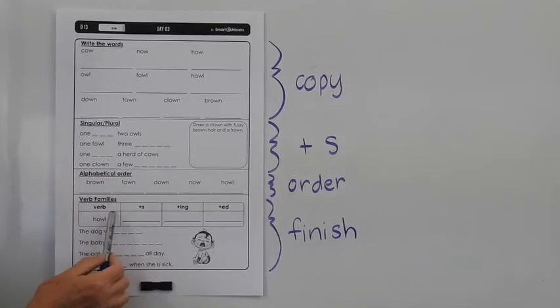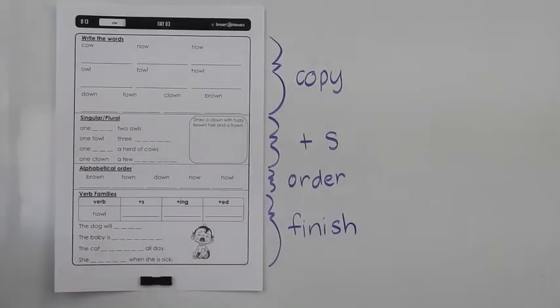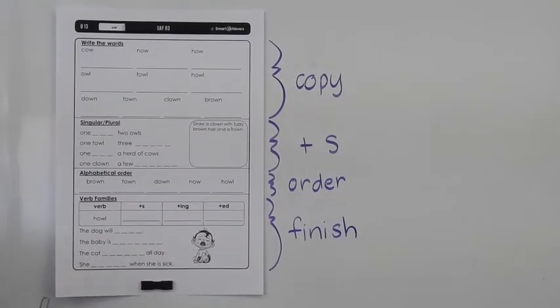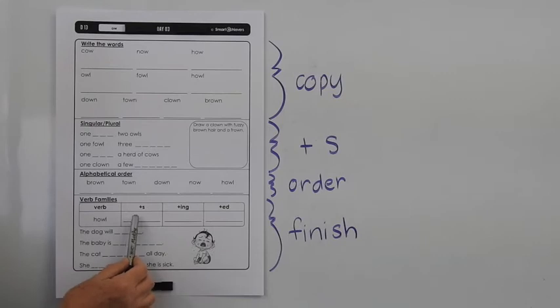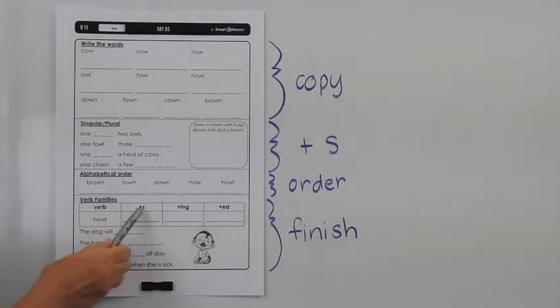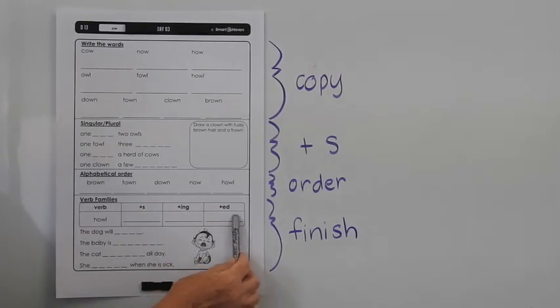This is verb families where we're adding S, ing or ed to change the tense of the word or when we'd use it. So if we say the wolf will howl, it howls all the time, we'd have to add S to the end. It is howling now, we'd add the ing. It howled last night, we put ed on the end of it.